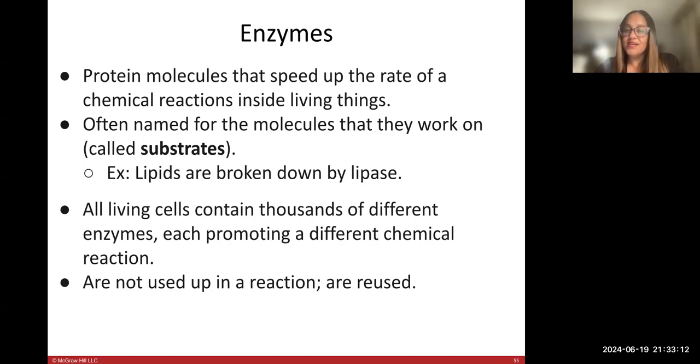All living cells contain thousands of different enzymes, each promoting a different chemical reaction. They are not used up in a reaction. Our body reuses enzymes all the time. It will break down the substrate or build up two substrates into one and then just get reused and keep performing the same job.